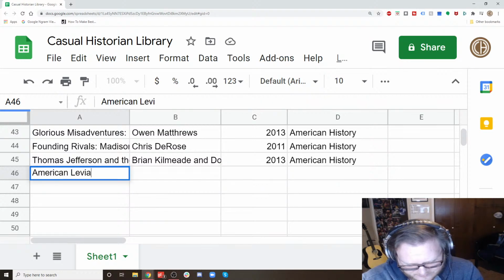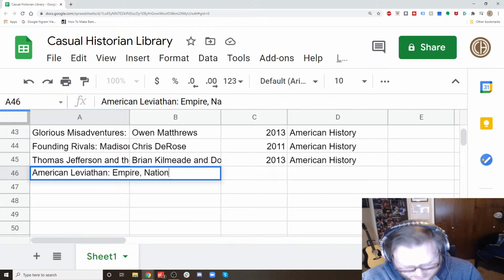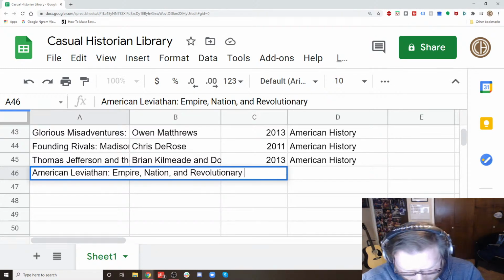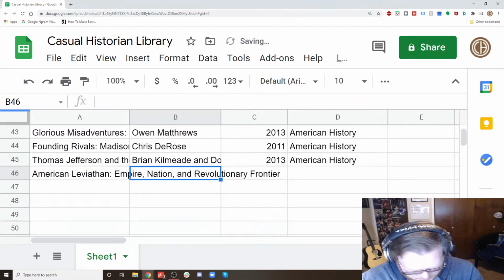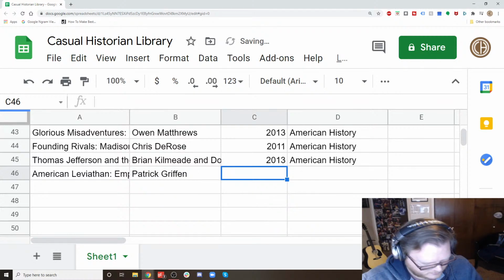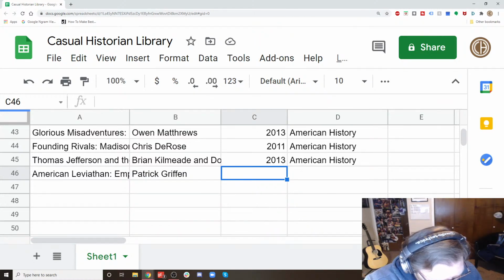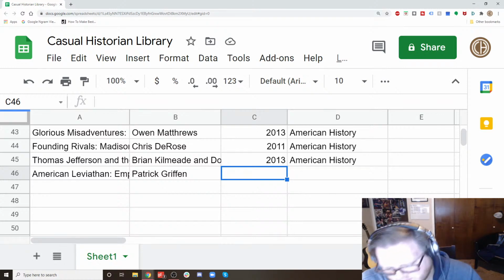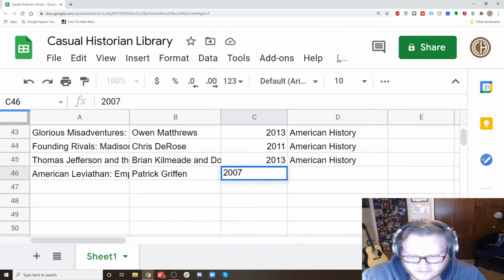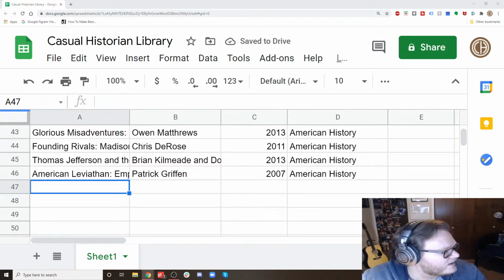American Leviathan: Empire, Nation, and Revolutionary Frontier, by Patrick Griffin. Published 2007. Let's get the tunes back up.